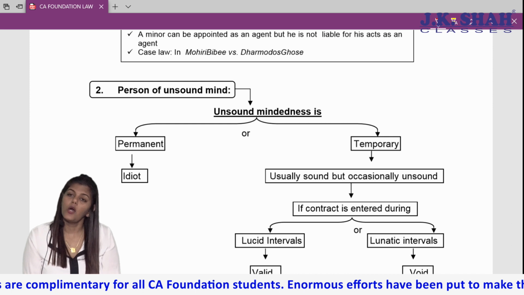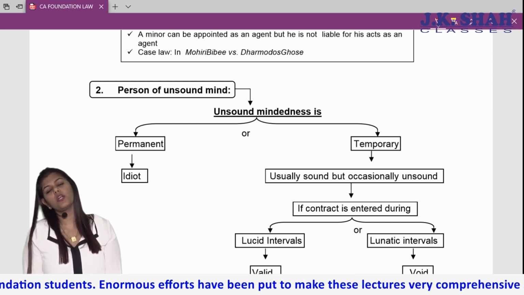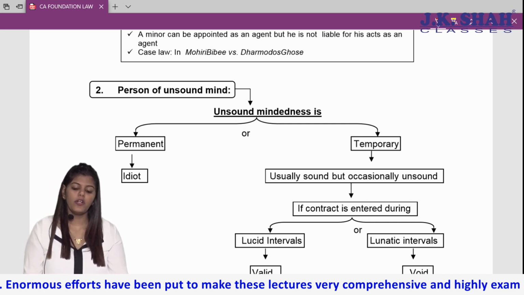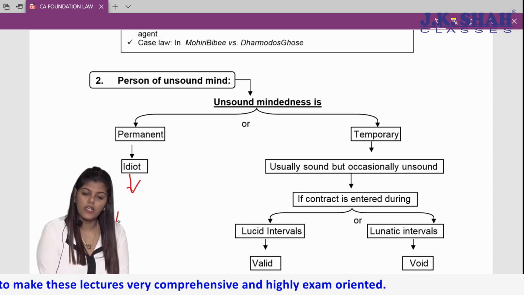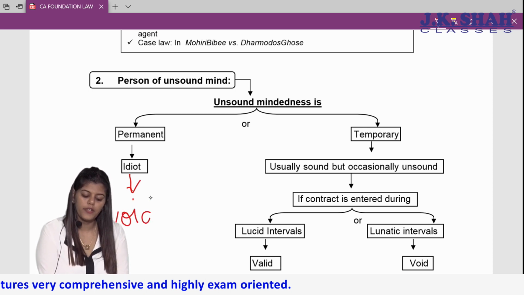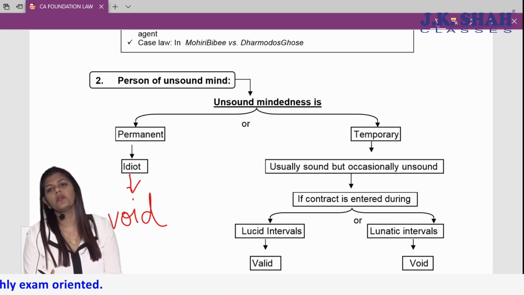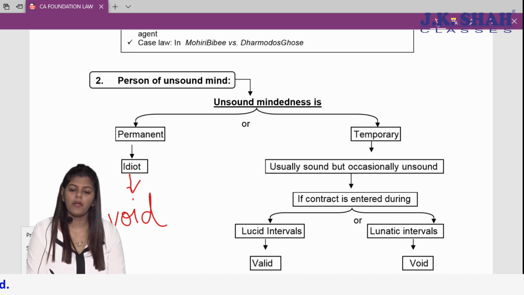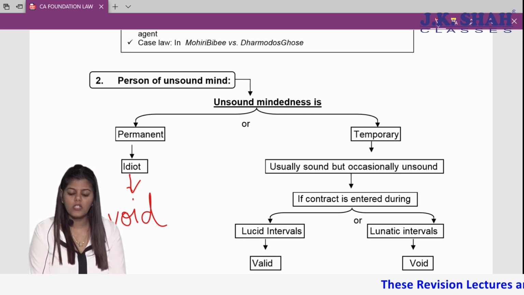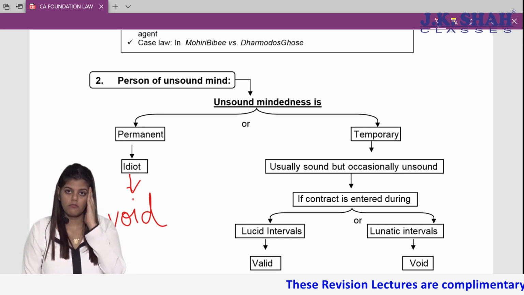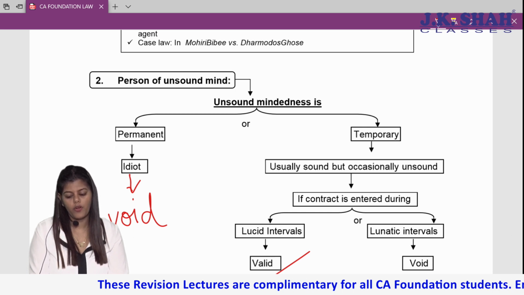Unsound mind. Now, unsound mindedness, strangely, is of two types. Permanent. बेटा तेरा कुछ नहीं हो सकता. Legally, you are defined as an idiot. And if anyone enters into a contract with an idiot, he is an idiot because it's void. If it's temporary, ये सही है. कभी कभी sound, कभी कभी unsound. ऐसे तो ठिकाने पे है, कभी कभी बस उड़ जाता है. So if a contract is entered during lucid intervals, lucid means sound, it's valid. But lunatic means unsound, it is void.